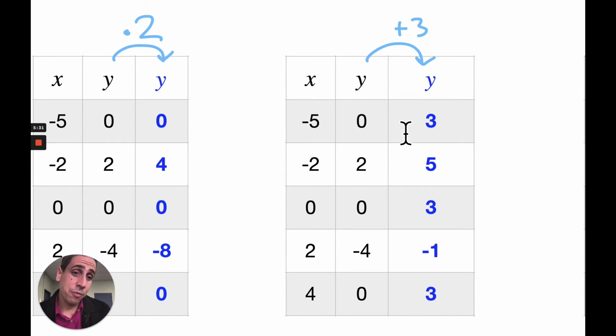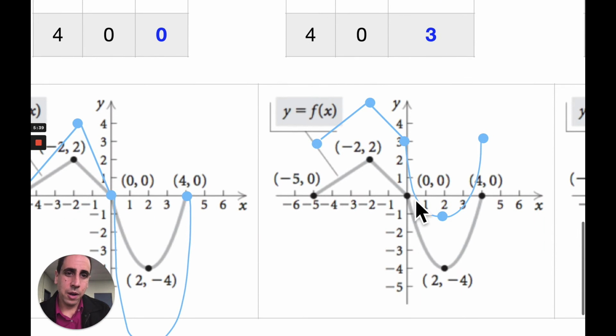So I've written, the numbers in black are from the parent function that's given, and the numbers in blue are the ones where I added 3, and now I can plot the points -5, 3, -2, 5, 0, 3. You can see here, when I plot all 5 of those new points, the whole function gets vertically shifted by 3 units. And visually, you can see it's higher up 3 units than the others.